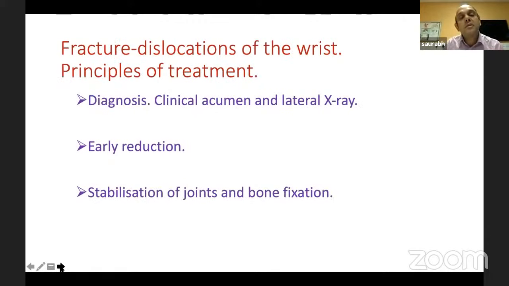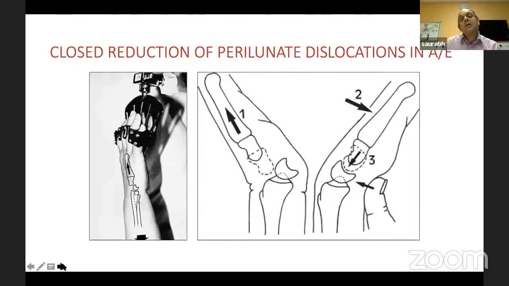Principles of treatment. Yes, of course, clinical acumen, because we know 20% are missed, especially lateral X-ray, your best friend. As I told you, look at the relation between scaphoid and lunate, in subtle scaphoid lunates, to pick up perilunates and lunates. Reduce them in A&E, and then stabilize the joints and bones as we have shown before. So closed reduction in A&E.